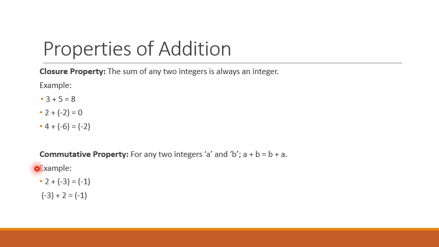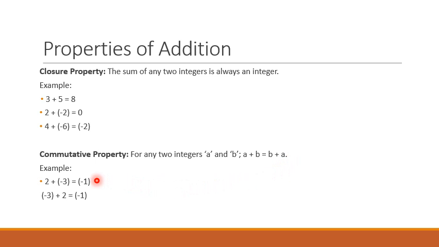Now let's come to the commutative property. The commutative property of addition says if there are two integers a and b, then a plus b will be equal to b plus a. So this means that the sum of two integers remains the same irrespective of their order. Whether I write a plus b or I write b plus a, the sum is going to be the same.